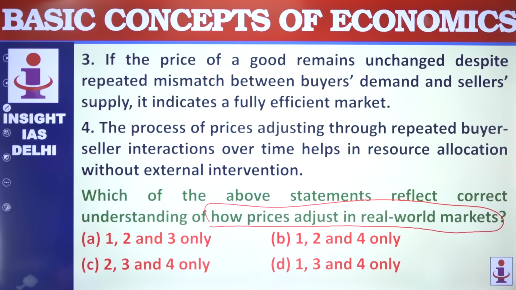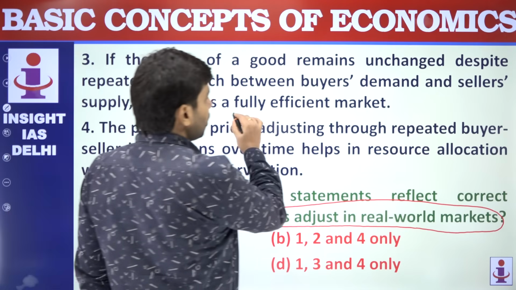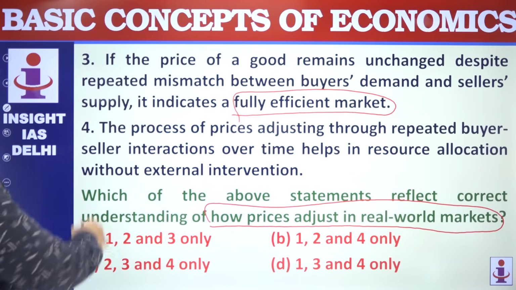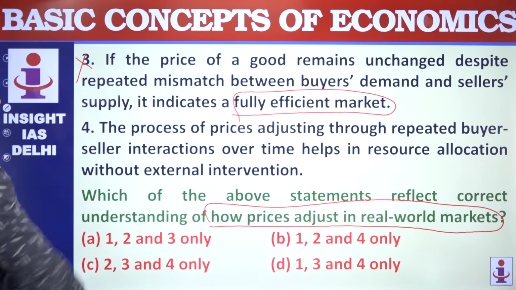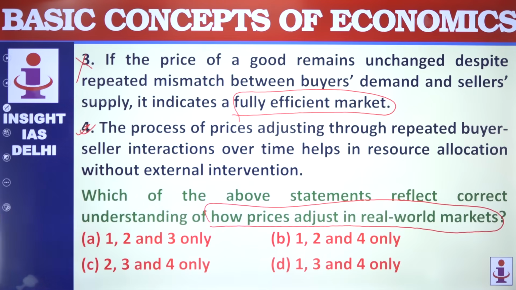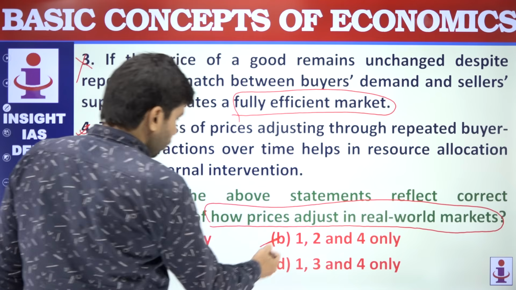If the price of a good remains unchanged despite repeated mismatch between buyers' demand and sellers' supply, it indicates a fully efficient market. No, this is just a lengthy statement. If you become a little bit careful, you will identify that this statement does not hold ground. The process of prices adjusting through repeated buyer-seller interactions over time helps in resource allocation without external intervention. Yes, this statement is correct. So the correct answer is 1, 2 and 4.